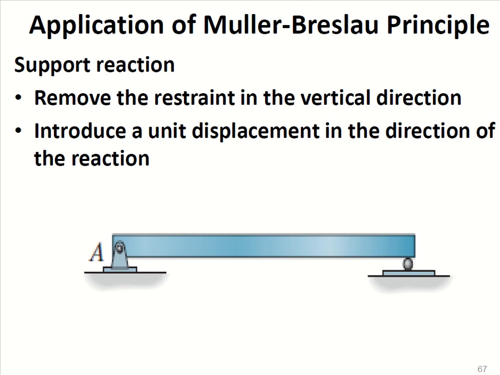There is a second method, which is called the qualitative method, also known as Muller-Breslau's principle. The previous method that we discussed was the quantitative method, in which we were determining the quantity at each and every point, and it was a lengthy process. The second is the qualitative method. We just draw the diagrams directly without using equations.